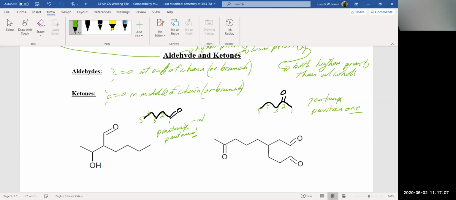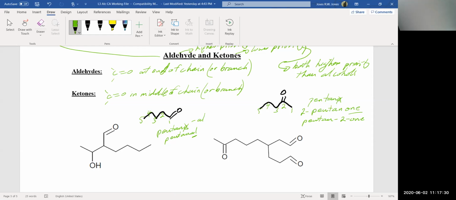ONE ending. Okay, and the location of the ONE, the carbonyl group, is on carbon number 2. So 2-pentanone or pentan-2-one. Either one of those names is acceptable.